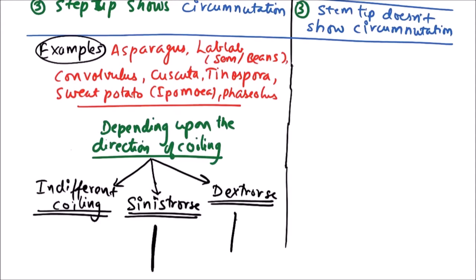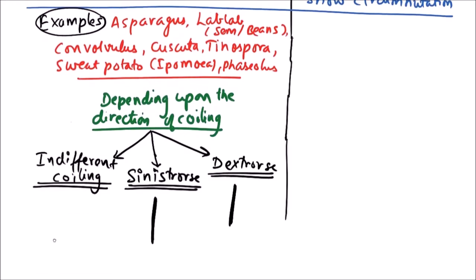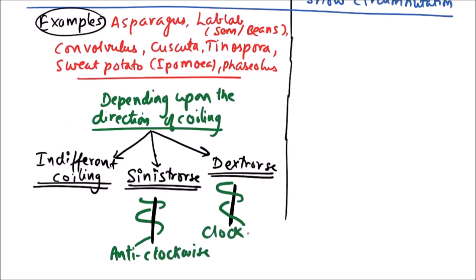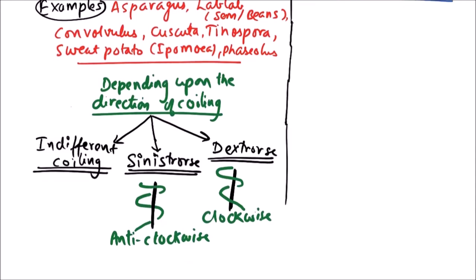If sinistrous and dextrous are taken in consideration, then it means that coiling is anti-clockwise in sinistrous, like this, while in dextrous the coiling is clockwise like this. So in sinistrous anti-clockwise coiling is there, while in dextrous, clockwise coiling is there. The examples include convolvulus, and here the example is lablab.